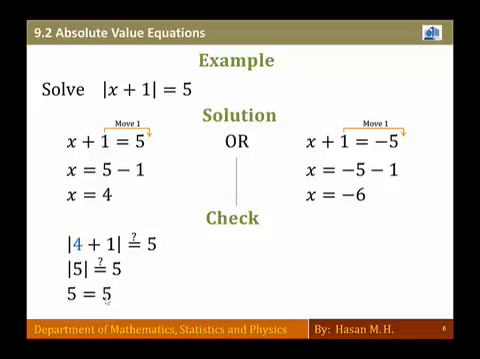Now check when x equals negative 6. Substitute negative 6 for x. We will have the absolute value of negative 6 plus 1. Is it equal to 5? Negative 6 plus 1 is negative 5. So we will have the absolute value of negative 5. Is it equal to 5? The absolute value of negative 5 is 5, and 5 equals 5.